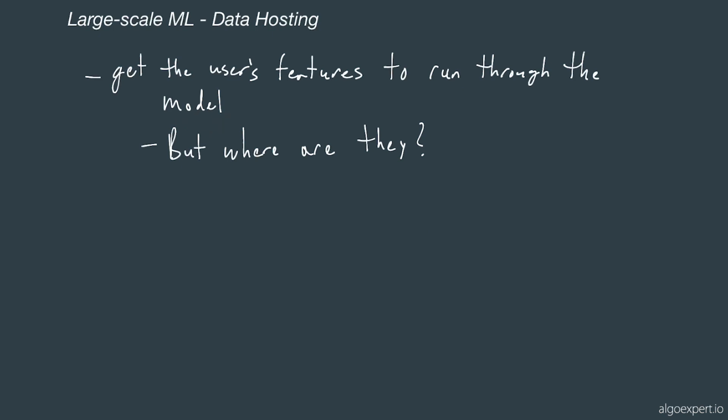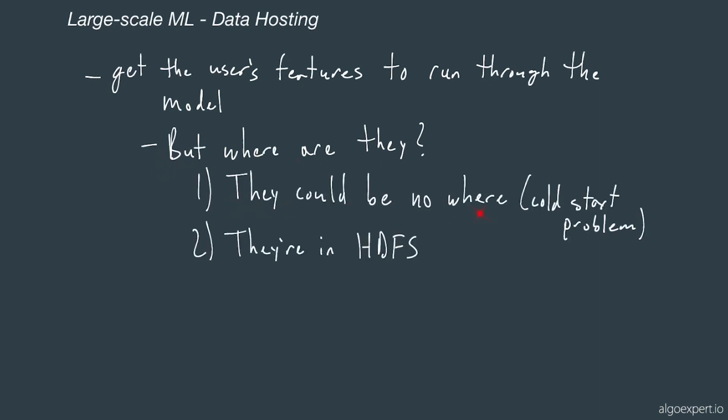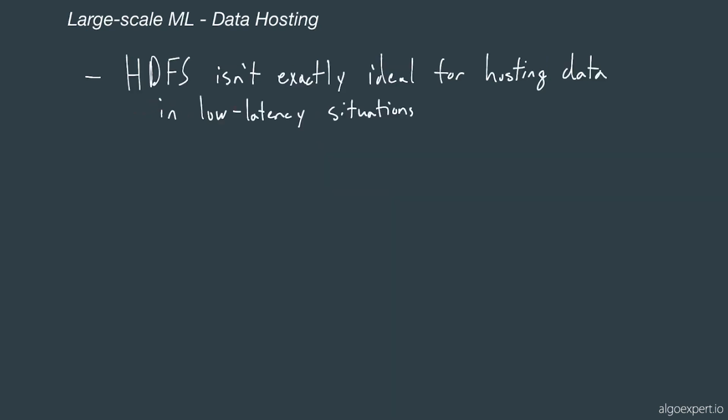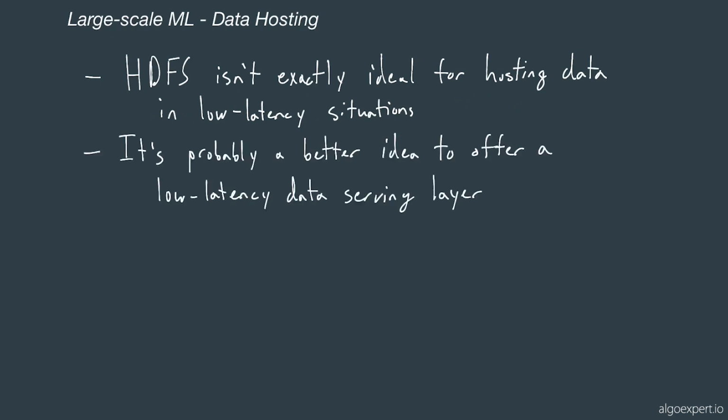In order to run the model, it needs the user's features, but really we've only talked about the features existing in two ways so far. One, there could be no features. This would be the cold start problem that we talked about in the machine learning crash course. The other option that we've talked about in the large-scale machine learning section is that they're in HDFS. Remember, that's where the data processing jobs store the final features. Well, HDFS isn't exactly ideal for hosting data in a low latency situation. It's probably a better idea to offer a low latency data serving layer.